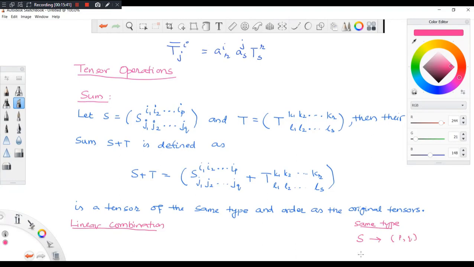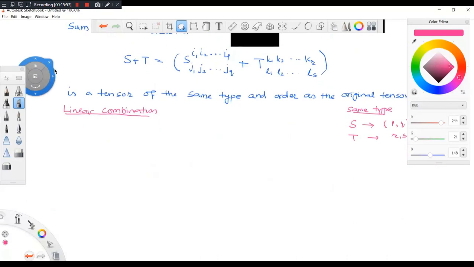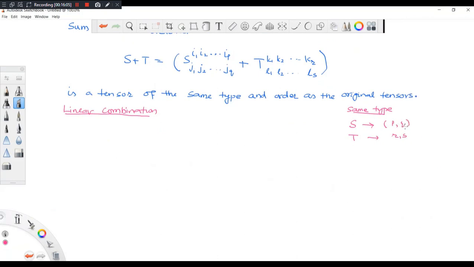Okay, and what is T? T is of the type RS. Okay, so I can make the sum only when they are of the same type. So that means here, you look, this is P and Q. They should be same as R and S. Otherwise, you cannot do that.